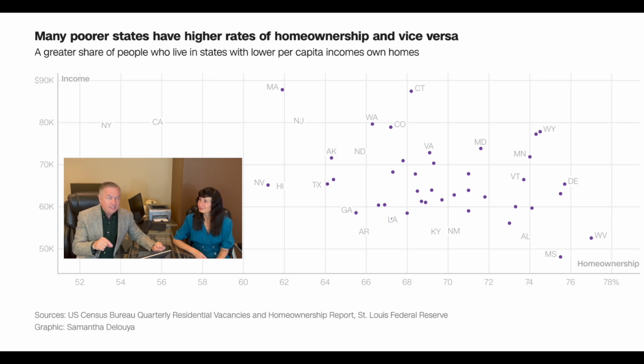Now, what that means is that the higher income your state has in general, the lower the homeownership rate. You could say it's negatively correlated between income and homeownership, meaning that if you live in a poor state, or a state with low income, you have a higher chance of being a homeowner.